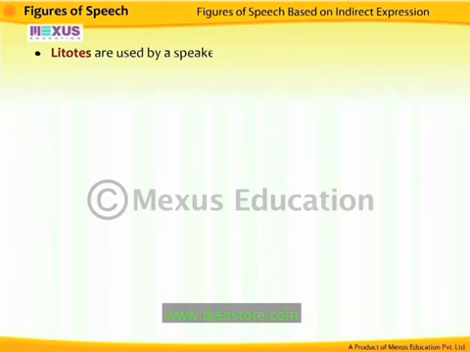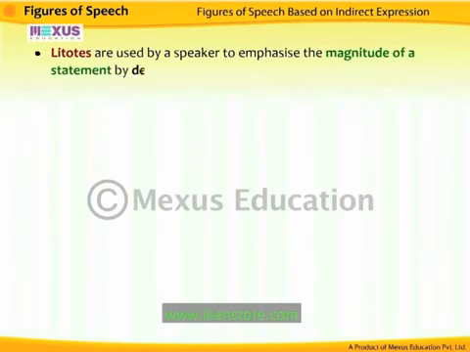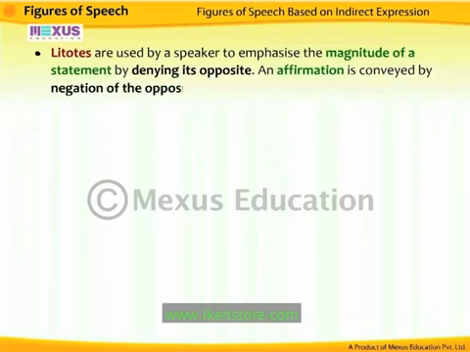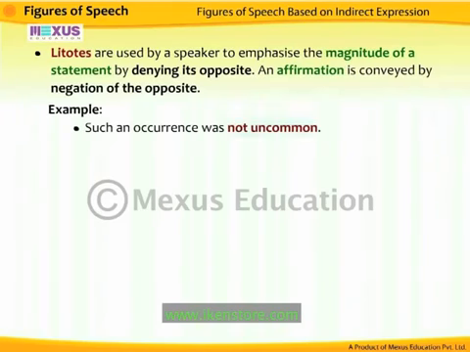Litotes are used by a speaker to emphasize the magnitude of a statement by denying its opposite. An affirmation is conveyed by the negation of the opposite. For example, such an occurrence was not uncommon. Not uncommon is an example of litotes. It actually means very common.